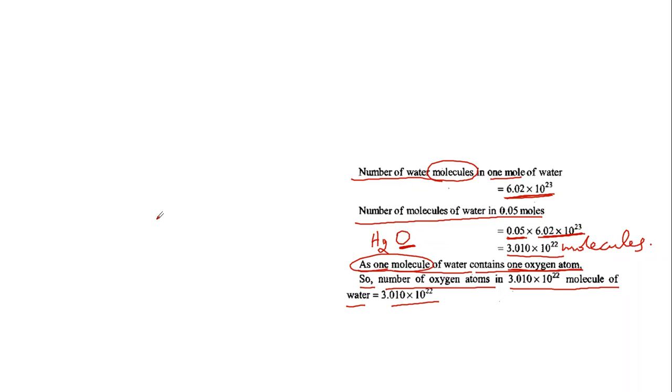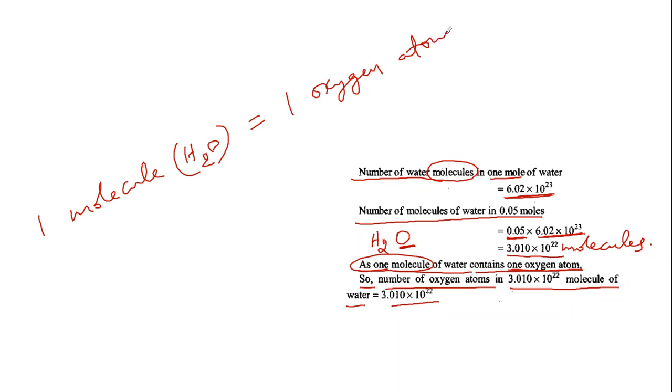So 1 molecule of H2O is equal to 1 oxygen atom. Therefore, these many molecules will be equal to the same number of oxygen atoms. So these many oxygen atoms are present in water. Is that clear?